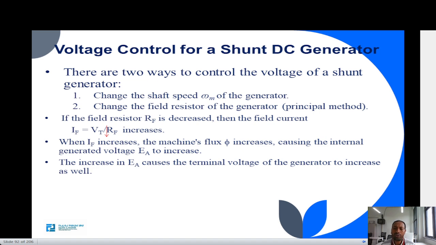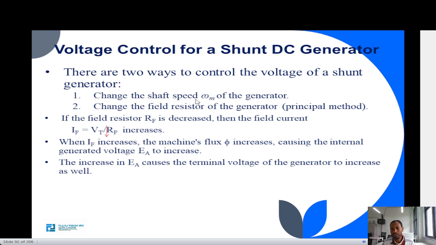The way we control the terminal voltage is almost similar to a separately excited system. Two methods are there: speed control of the generator and field resistance of the generator. And like we said for the separately excited, the speed of the prime mover of the generator is more or less limited. There is no such flexibility in the speed of the prime mover. So principally we use the field resistance control method.